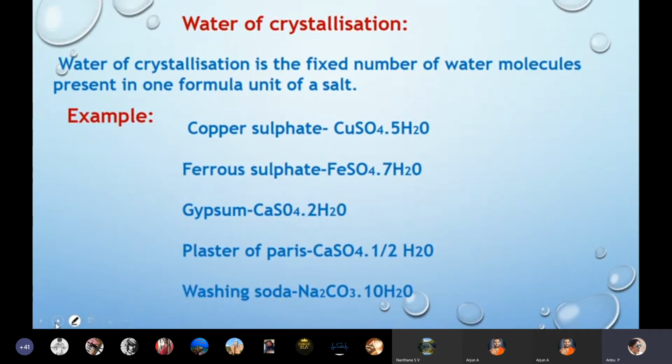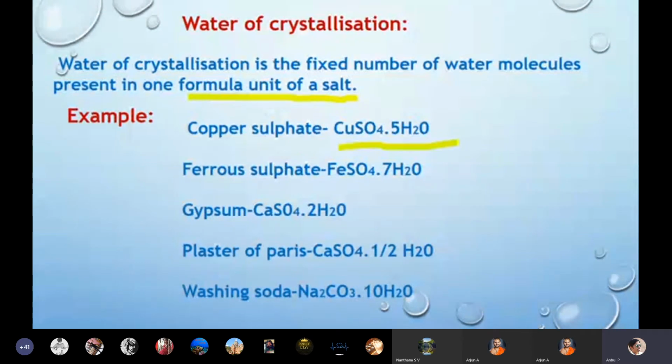How can it be defined? Water of crystallization is the fixed number of water molecules present in one formula unit of a salt. It means for one molecule of salt, how many water molecules are added? That is always called the water of crystallization. I have given a few examples for this water of crystallization. Copper sulfate, CuSO4.